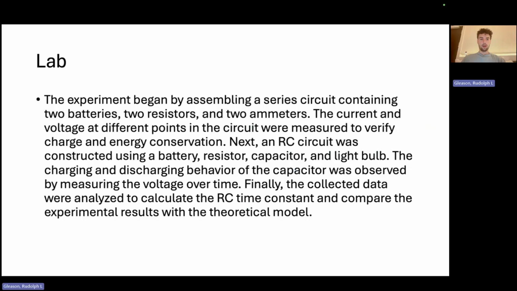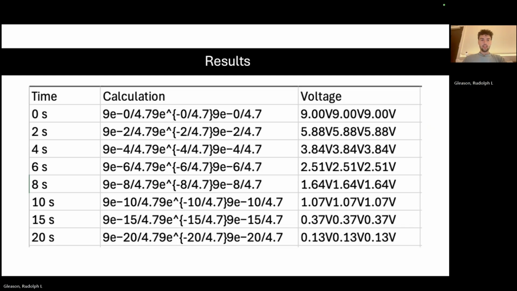The experiment began by assembling a series circuit connecting two batteries, two resistors, and two ammeters. The current and voltage at different points in the circuit were measured to verify charge and energy conservation. Next, an RC circuit was constructed using a battery, resistor, capacitor, and a light bulb. The charging and discharging behavior of the capacitor was observed by measuring the voltage over time. Finally, the collected data was analyzed to calculate the RC time constant and compared the experimental results with theoretical models. So this is my result.